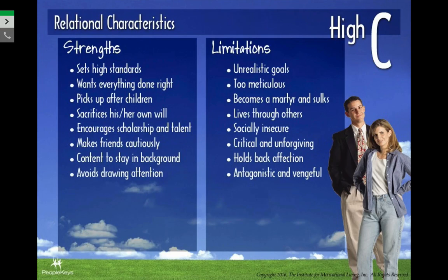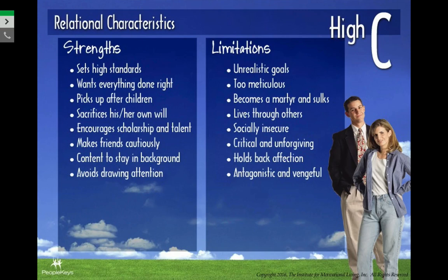Some of the relational strengths: they set high standards. They want everything done right. They sacrifice their own will. They make friends cautiously, very slow to make friends. They're content to stay in the background. They don't want to draw attention.